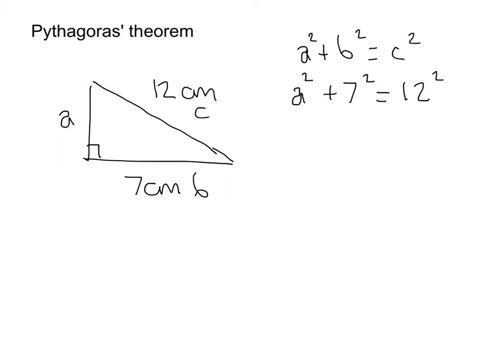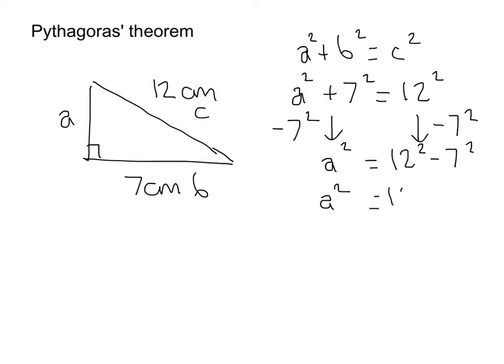Now, the difference between this and previously is we were given the formula and we could put our numbers straight in. This time we're going to need to rearrange a formula to find the value of the unknown, which in this case is a squared. So we should all remember how to rearrange formula, and if I want to get rid of plus 7 squared, I take it away from both sides, which gives me a squared equals 12 squared, take away 7 squared, which means that a squared equals 144, take away 49. So a squared is 95.